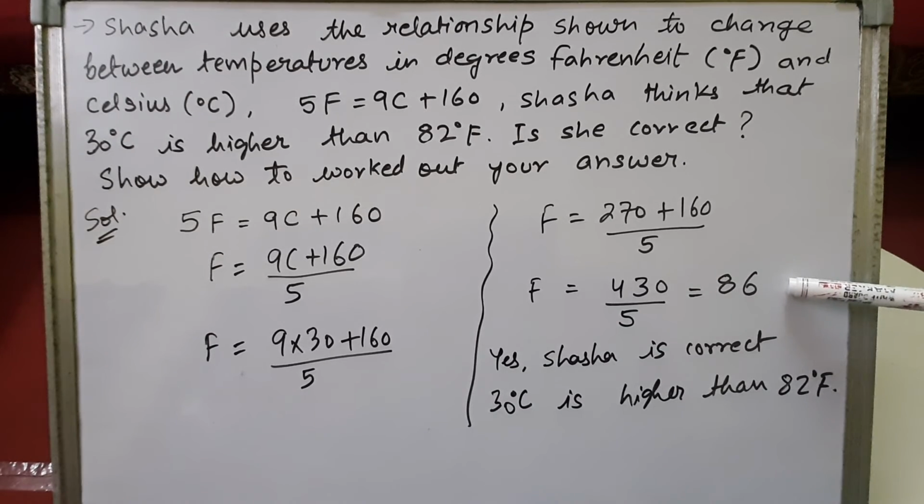That means 30 degrees Celsius is equal to 86 degrees Fahrenheit. 86 degrees Fahrenheit is higher than 82, of course a greater value. So we can say that Sasha is correct. 30 degrees Celsius is higher than 82 degrees Fahrenheit. Alright, children, this way we can convert degrees Celsius into Fahrenheit or Fahrenheit into degrees Celsius. Please note down the solution, children.